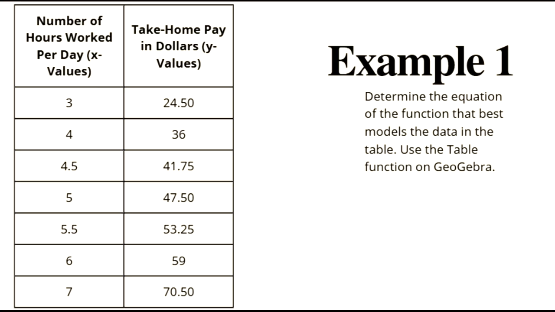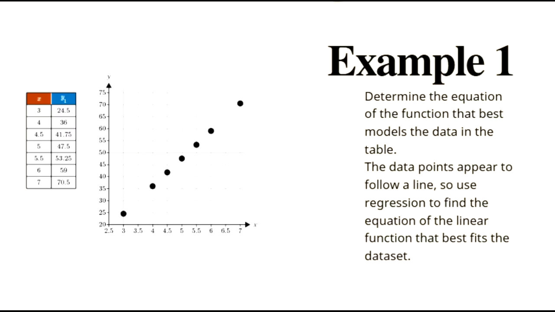Determine the equation of the function that best models the data in the table. Use the table function on GeoGebra. So what you're going to do is, we've done this before. You should have all the steps written down in your notebook. You're going to go to GeoGebra and use the table function and enter all this into your table and it's going to graph it for you and you're going to get something like this.